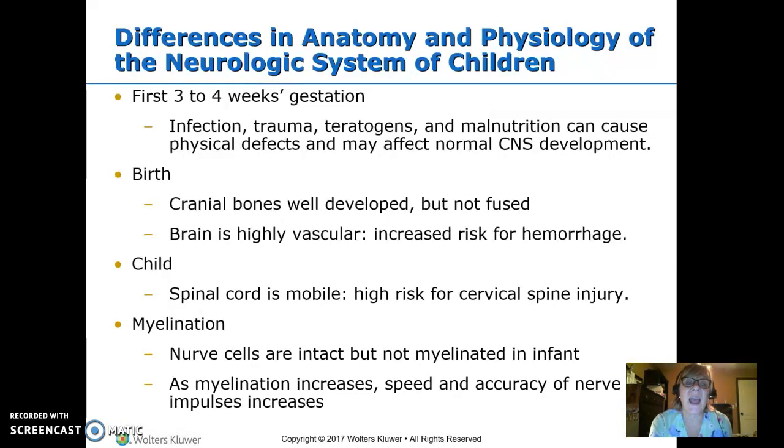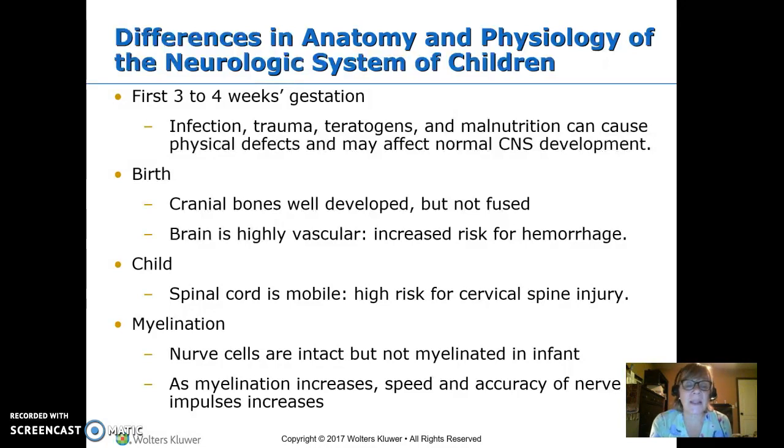At birth, the cranial bones are there, but remember they're not fused, which allows the baby to get out, but it also, those bones can override for a little bit. It's why we have the fontanelles, we have the open sutures still.